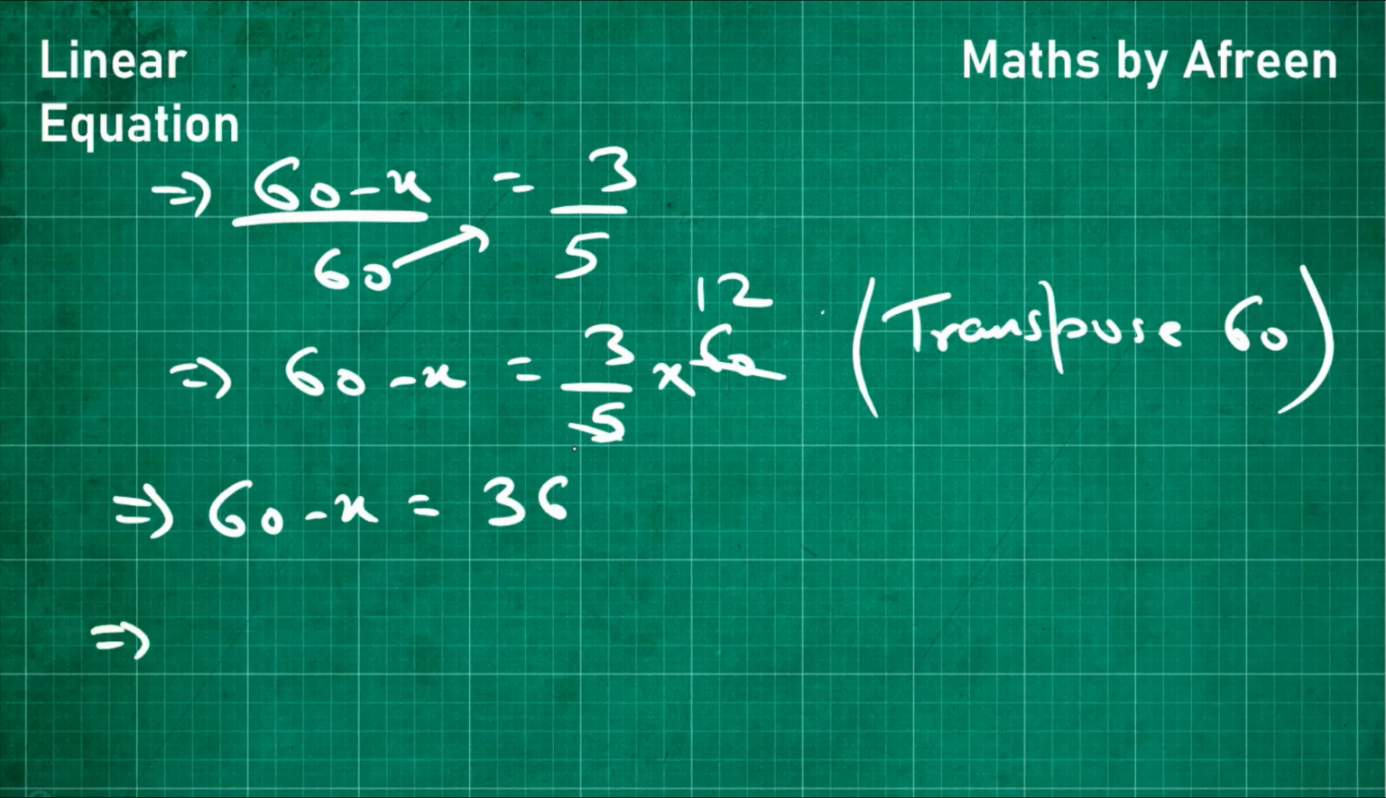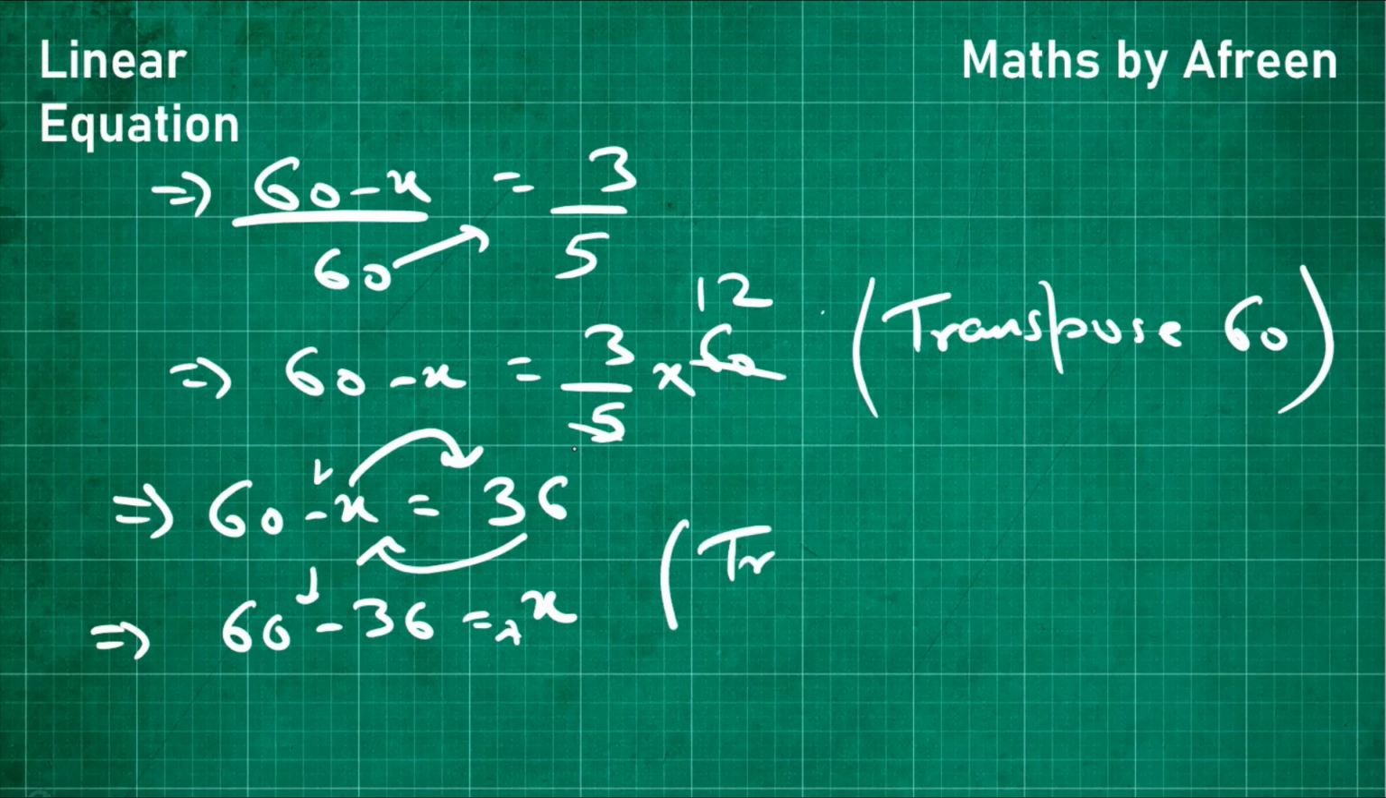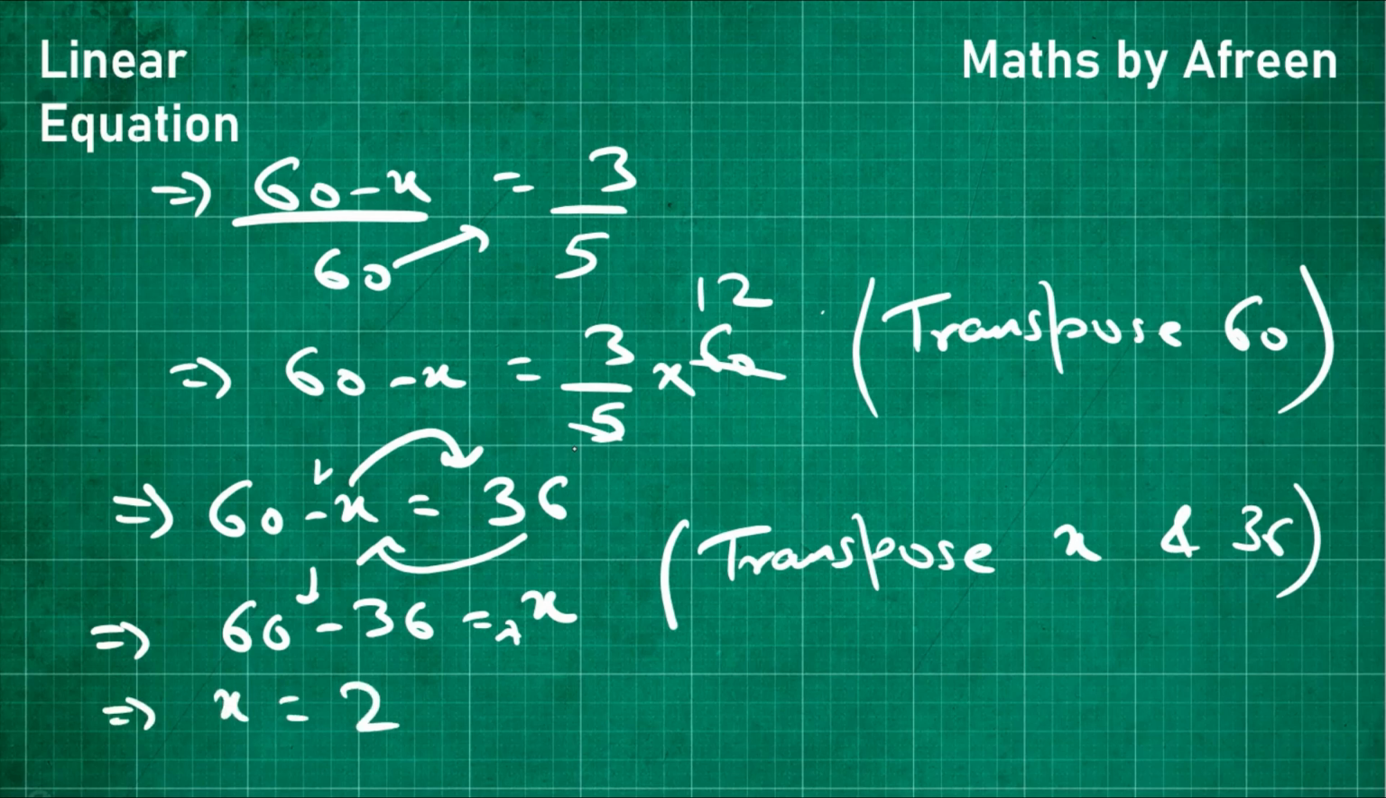Now transpose this x from left hand side to right hand side and this 36 from right hand side to left hand side. That means 60 minus 36 will be equal to x. This 36 was plus earlier, so it will be minus, and this x was minus, so it will be plus now. What I did? Transpose x from left hand side to right hand side and 36 from right hand side to left hand side. Now solve for x. x will be equal to 24. So this 24 is our answer. The number of flowers offered by Kaustav in the temple is 24.